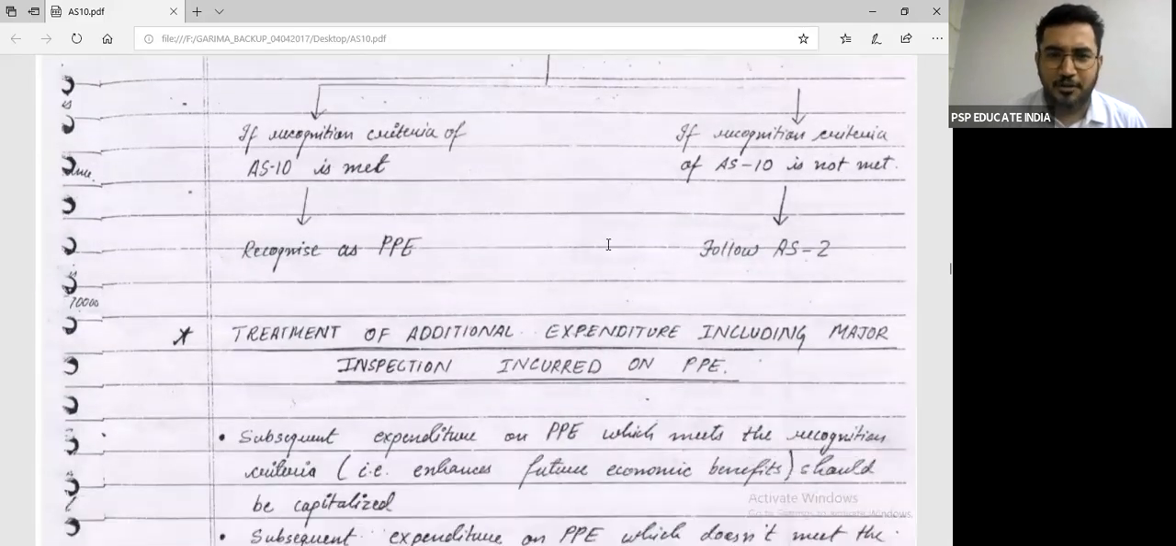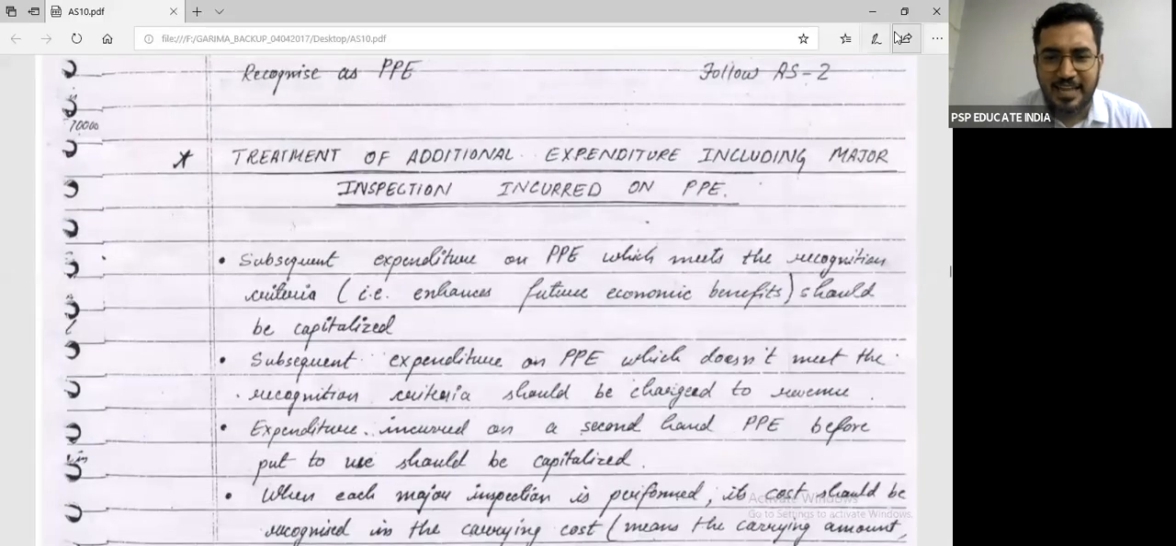Now this point you have been studying since the 11th standard, which says treatment of additional expenditure, but the new concept is major inspection. Very interesting point this is. Major inspection incurred on a property, plant and equipment. Underline the word major inspection. Very important point that is. I'm again repeating for you.